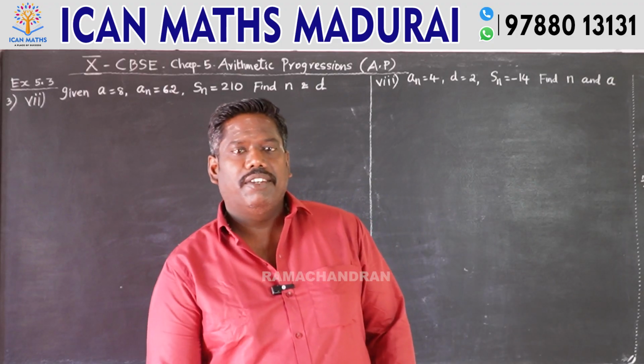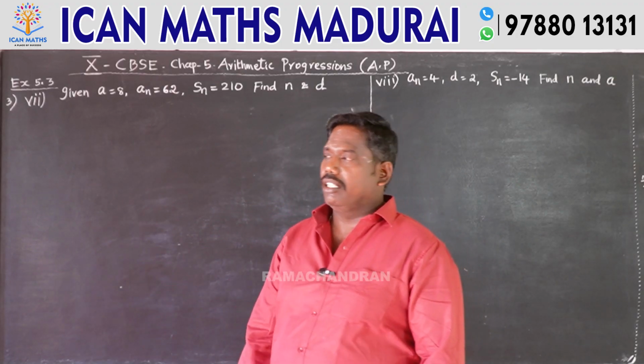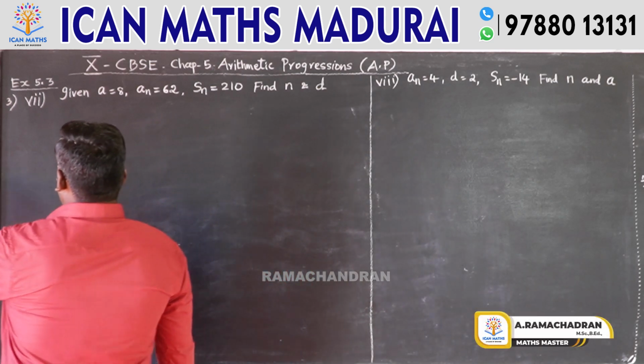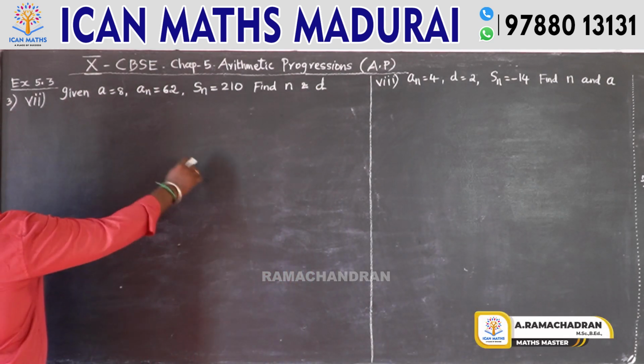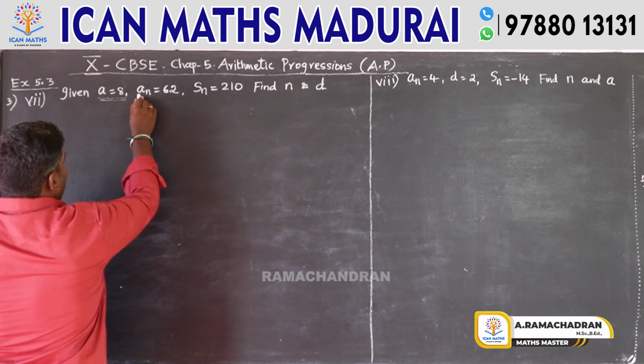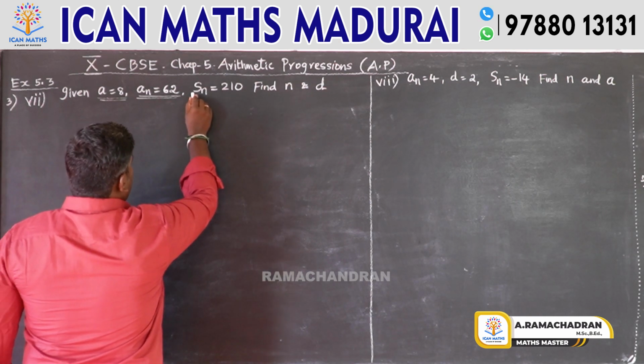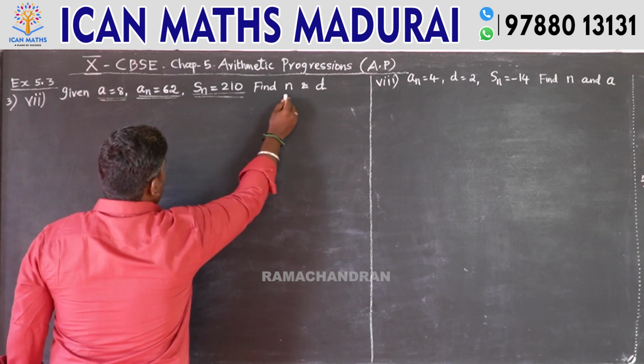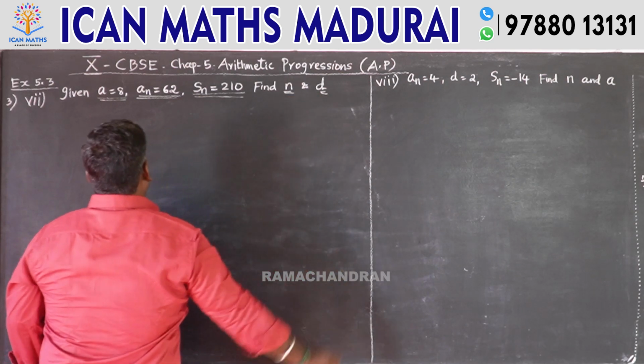In today's class, we are going to discuss exercise 5.3, question number 3, subdivision 7. a is equal to 8, an is equal to 62, and Sn is equal to 210. The question is to find n and d.